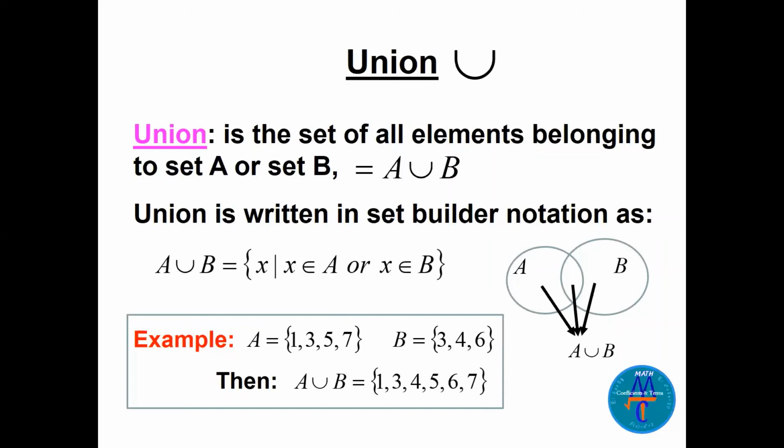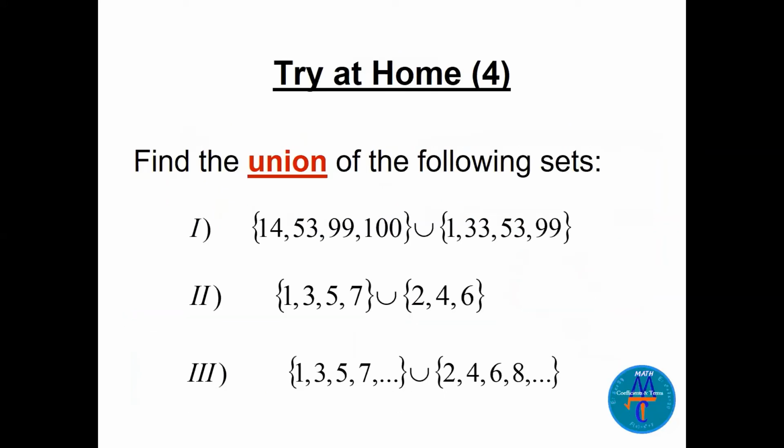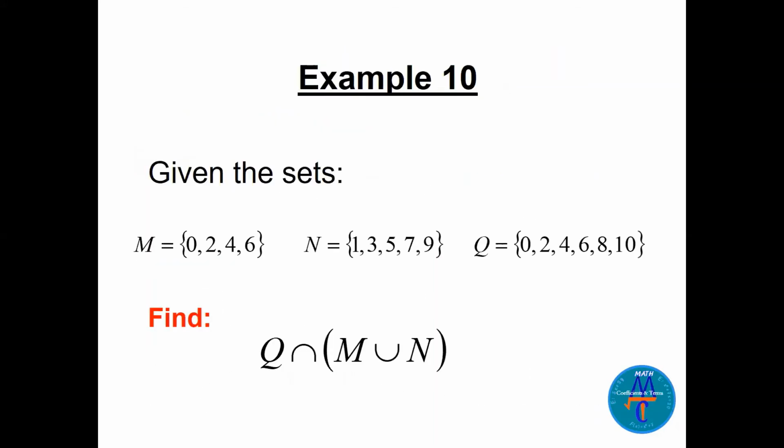So this is a union. Look at this example. A is 1, 3, 5, 7. B is 3, 4, 6. Find A union B. Find all the elements in A, all the elements in B, and all the elements in the intersection also. So it will be 1, 3, 4, 5, 6, and 7. That's the union. All right. Try at home also. I put here 3 examples. You can try them. The answer is in the next slide. Not difficult at all. Now let's see example 10. Oh, nice.